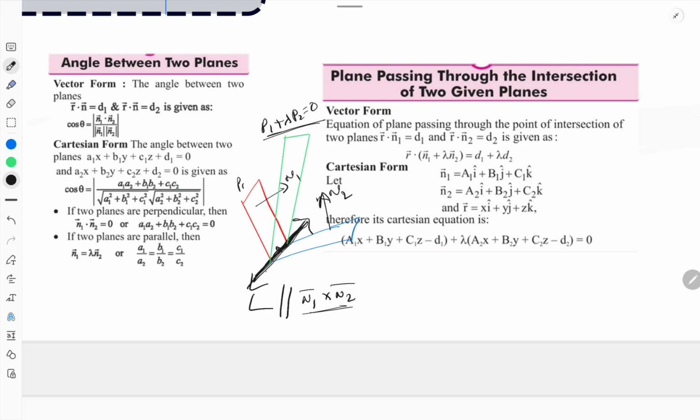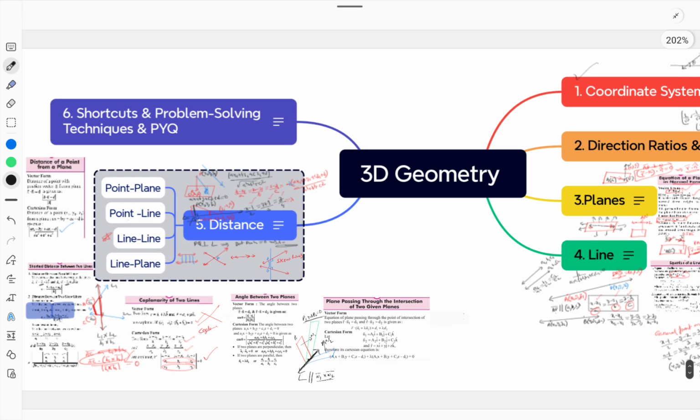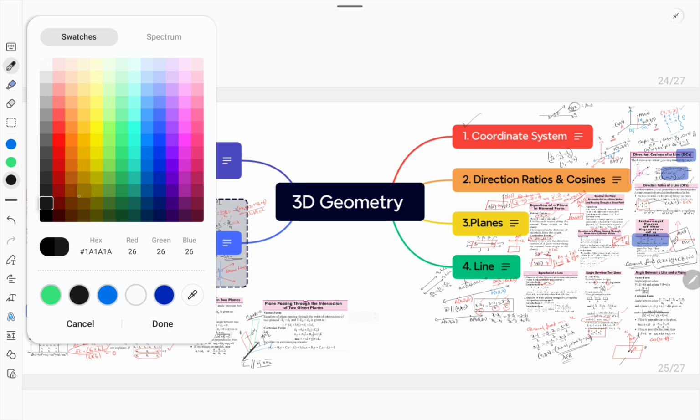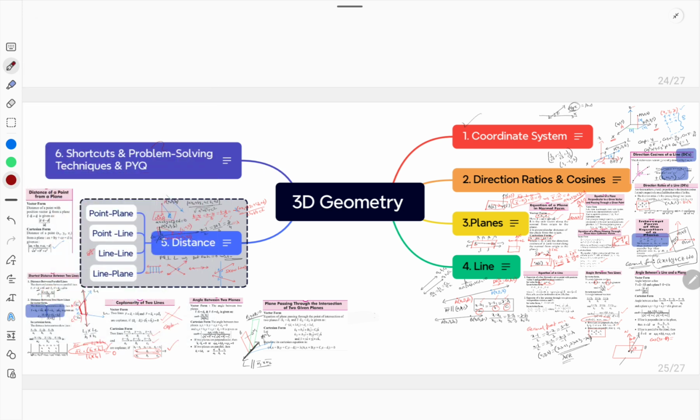So in short, these are all the main points related to 3D. This half an hour will be sufficient to revise the complete chapter on 3D, and you can go ahead with the PYQs. PYQs are more important. So you can go ahead with the PYQs. Hope this information helps you, and all the best. Thank you.